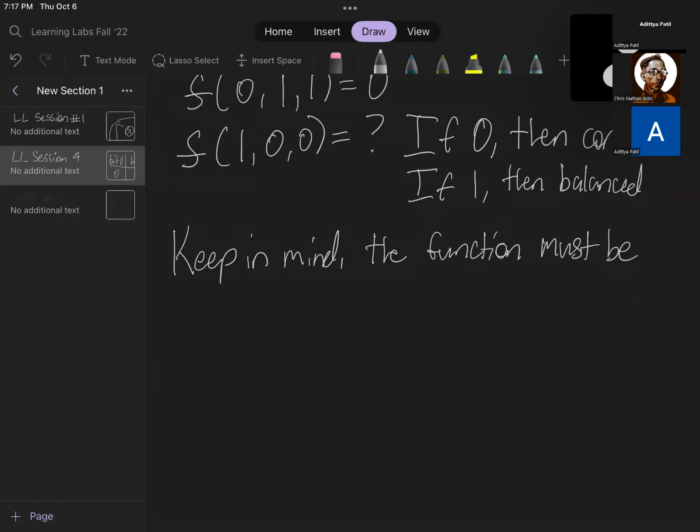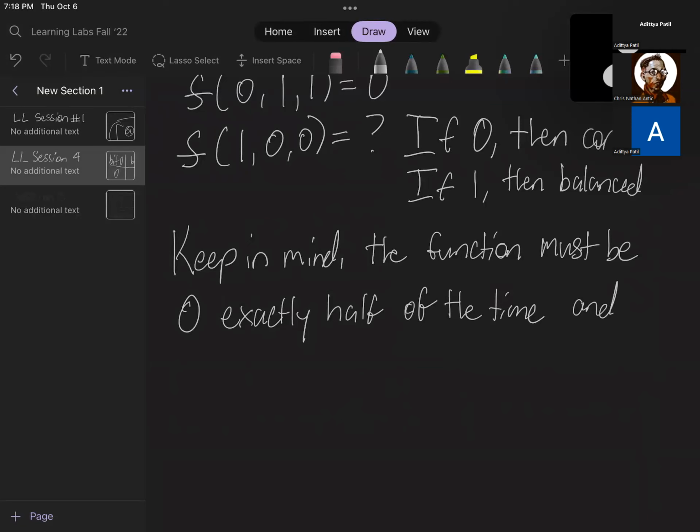We don't know if it's balanced, right? So when Aditya was giving the example, if he includes that other input where the leftmost bit turns into a 1, if it's a 0, we don't know yet that it's constant, but if it's a 1, then we know that it's not constant. Does that make sense?